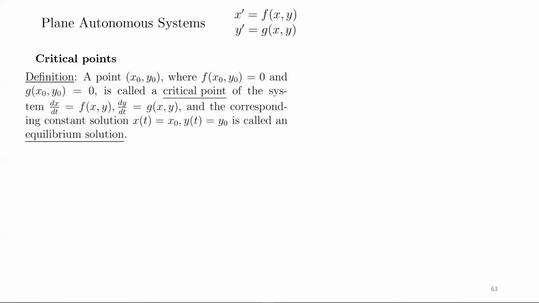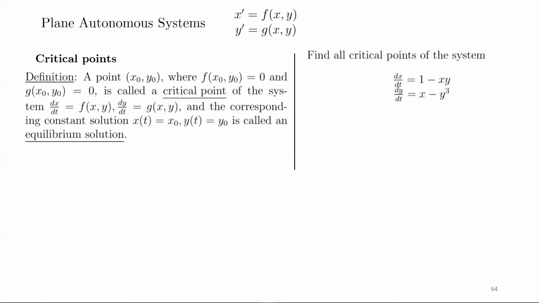The corresponding constant solution, x(t) equals x0 and y(t) equals y0, is called an equilibrium solution. So these critical points have an equilibrium solution. If you're at these critical points, you do not move from this critical point, you stay still. You are stuck at that critical point. You cannot escape.